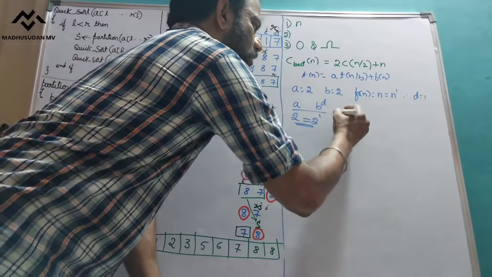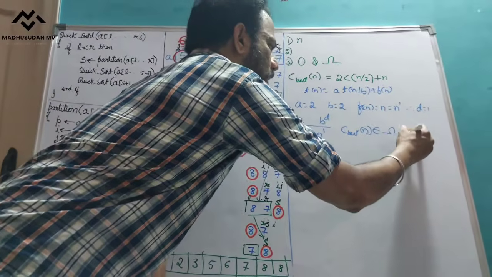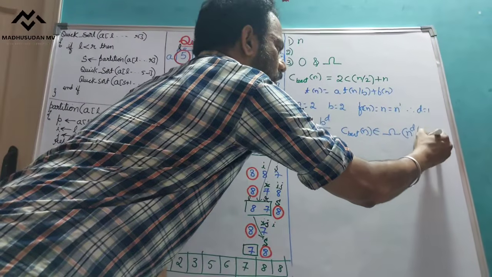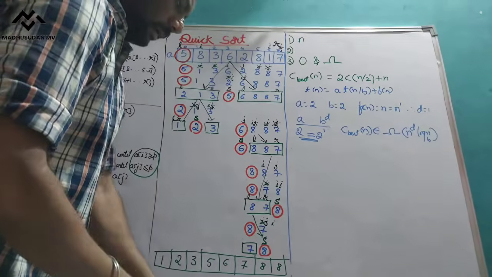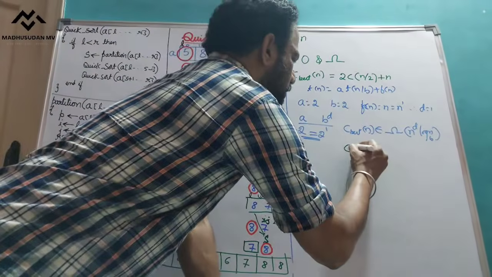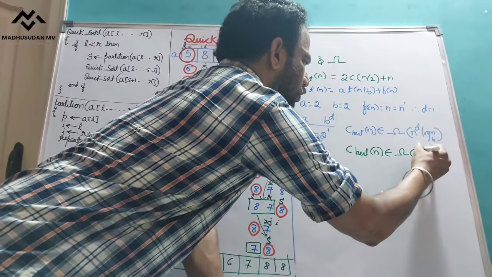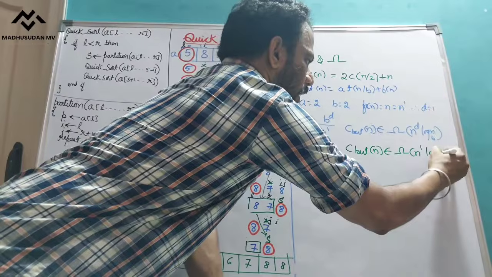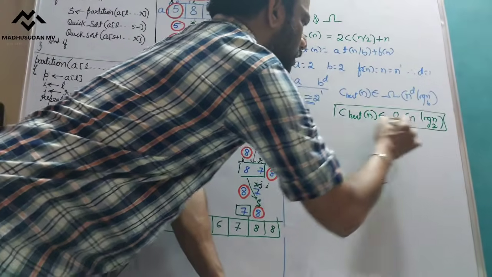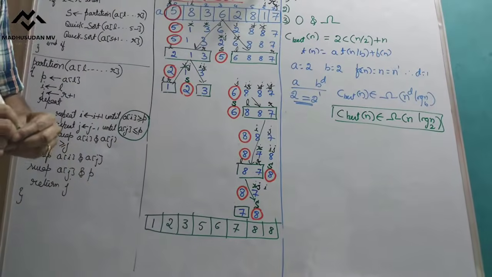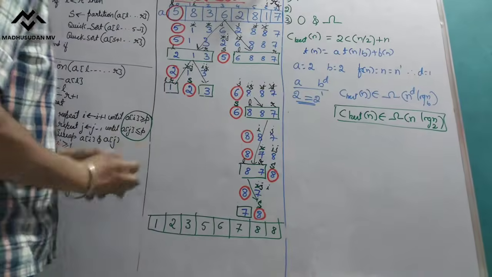These two are equal. So I can write C best of n belongs to big theta of n to the power of log n to the base b, according to the master's theorem. Now if we replace these values, we get C best of n belongs to big theta of n to the power of 1 times log n to the base 2, that is n log n. So this is my result for the best case. Hope you understood the best case. Now we'll do the worst case.